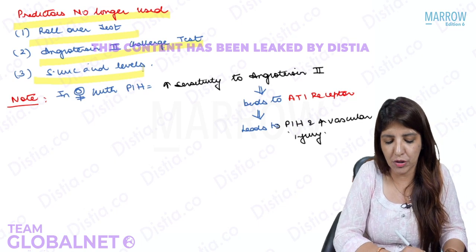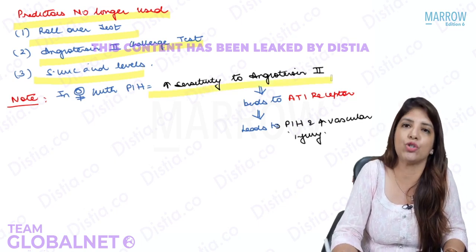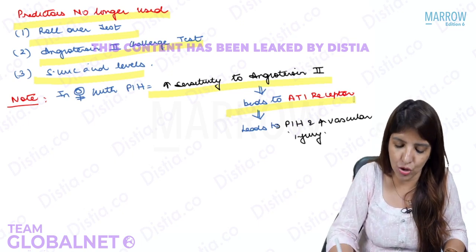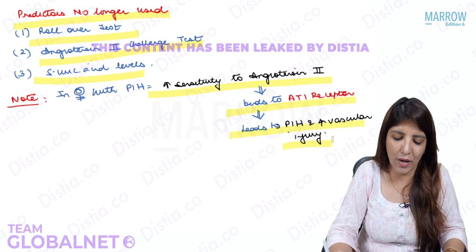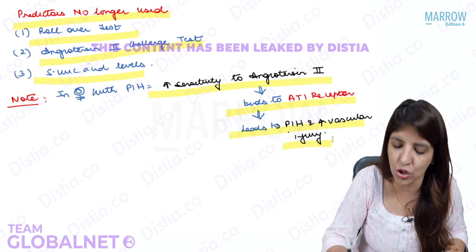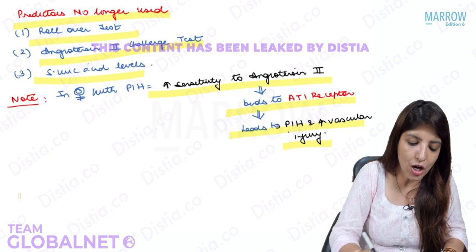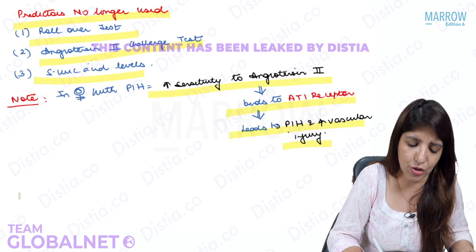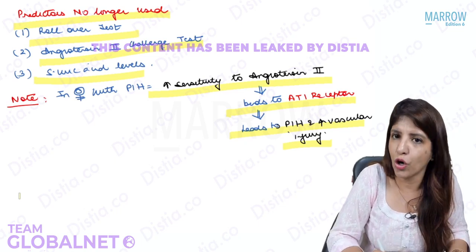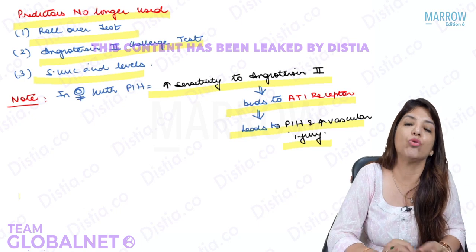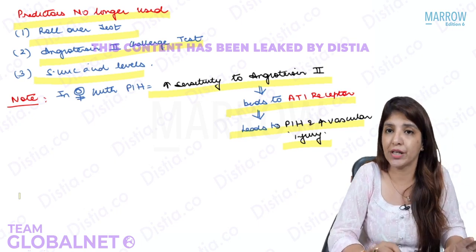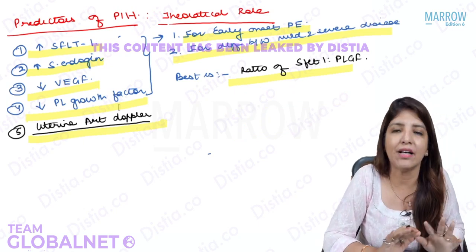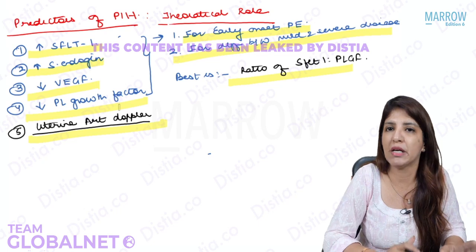In pregnant females with PIH, there is increased sensitivity to angiotensin 2, and that binds to angiotensin 1 receptor, and it leads to PIH and increased vascular injury. That is the role of angiotensin 2 in leading to PIH. So it was seen that angiotensin 2 challenge test could be used as a predictor for PIH, but it is no longer used. Serum uric acid levels is no longer used. Rollover test is no longer used for predicting PIH. Also, these tests which I told you, they just have a theoretical role. Practically, none of these tests is used to predict PIH.